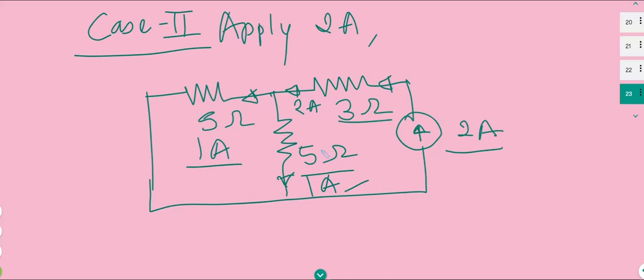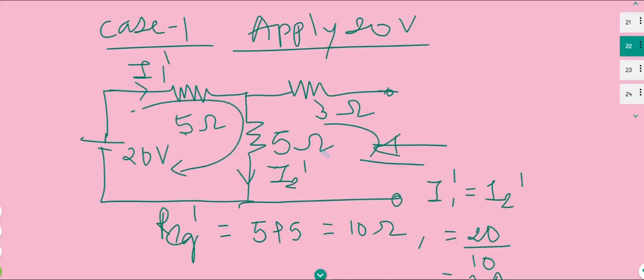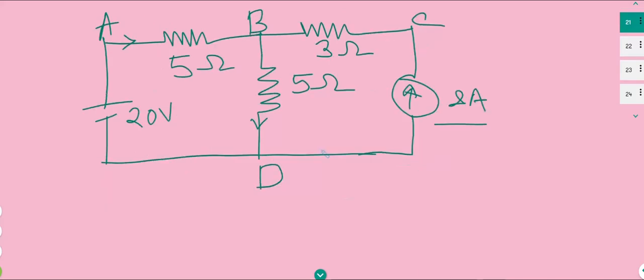Okay, now what will be the final answer? This is our circuit. Here I have written A, B, C and D. It is like this. Now in the first case you have this current, 2 ampere. Both I1 and I2 are 2 ampere. So this is 2 ampere, and this is also 2 ampere. In the second case, this is 2 ampere, which is dividing into two parts, 1 ampere and 1 ampere.